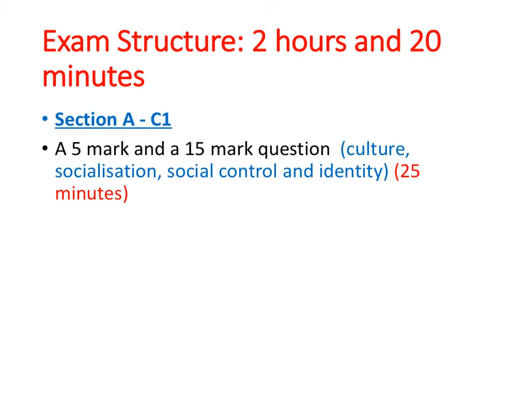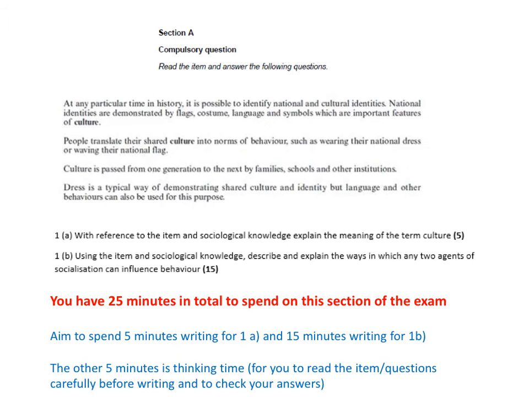The first section of the exam, section A, covers the component work 1 that we did early on in the course to do with the concepts of culture, socialisation, social control and identity. So these are the key areas that you need to revise for the first section. So the first section of the paper, section A, will be laid out like this. You'll be given a short bit of text to read, that's called the item, and then you've got 2 questions.